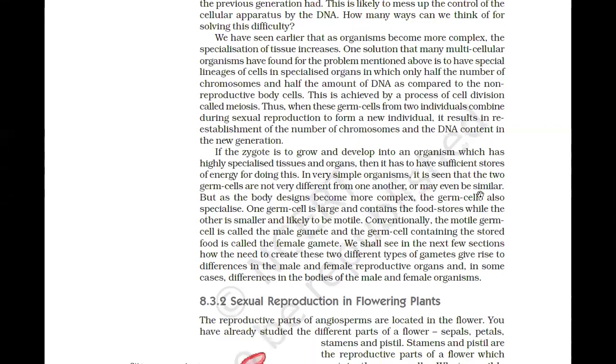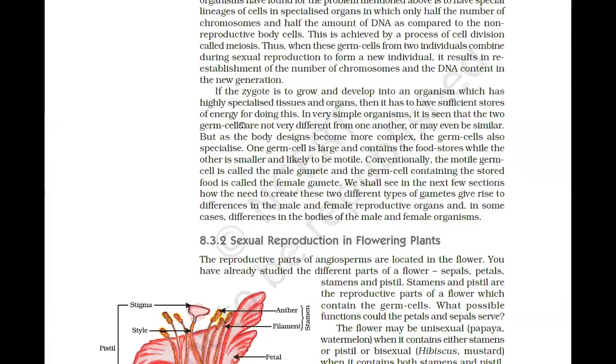We have seen earlier that as organisms become more complex, the specialization of tissue increases. One solution that many multicellular organisms have found for the problem mentioned above is to have special lineages of cells in specialized organs in which only half the number of chromosomes and half the amount of DNA as compared to the non-reproductive body cells. This is achieved by a process of cell division called meiosis. Thus, when these germ cells from two individuals combine during sexual reproduction to form a new individual, it results in re-establishment of the number of chromosomes and the DNA content in the new generation.